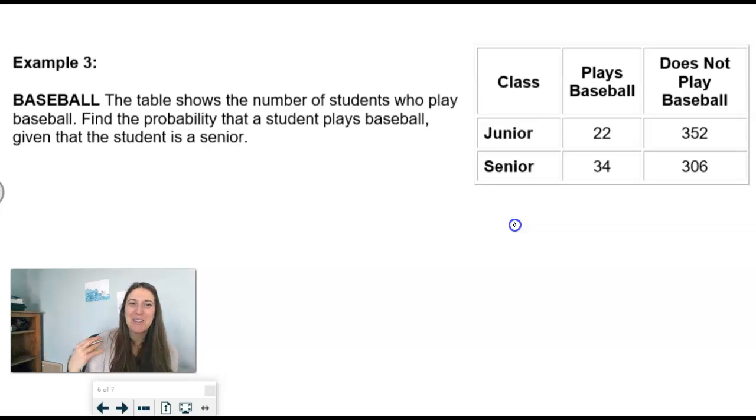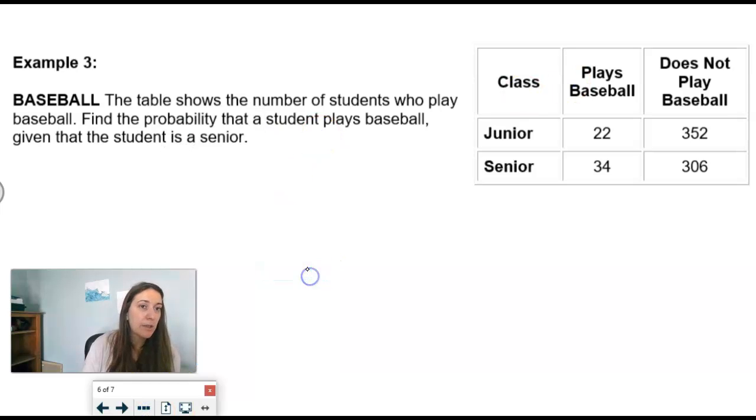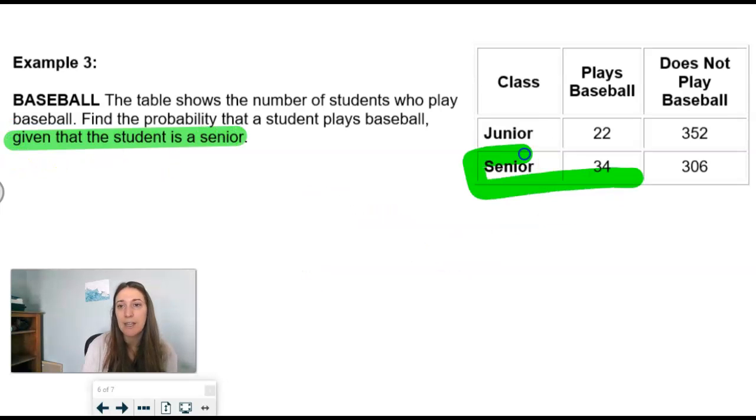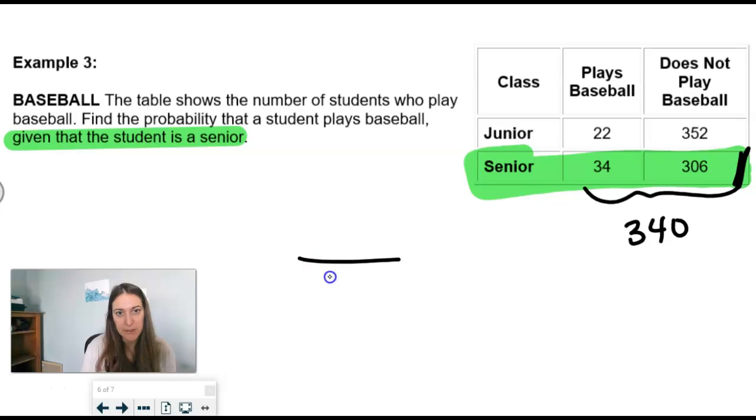Okay, baseball. So we have our baseball team separated into classes, junior versus senior. And they want to know the probability that a student plays baseball. And then there's that word given again. Given that the student is a senior. So you are only allowed to look at senior data. That's it, nothing else. So the first thing we need is the total, and we're going to total these up. And I should be able to do this: 340. So our denominator is 340.